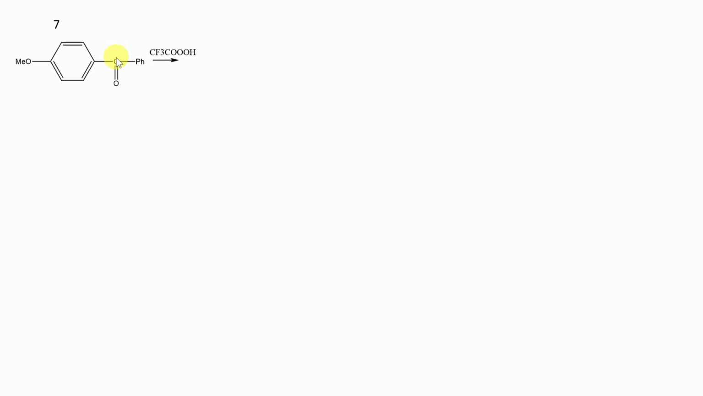Then the aryl group, here the phenyl or methoxyphenyl, which group should migrate depends on the migratory aptitude. You know, the migratory aptitude of the methoxyphenyl group is greater than the phenyl group, because this methoxy group, having a plus M effect, has greater migratory aptitude than this phenyl group. See the mechanism of the reaction.